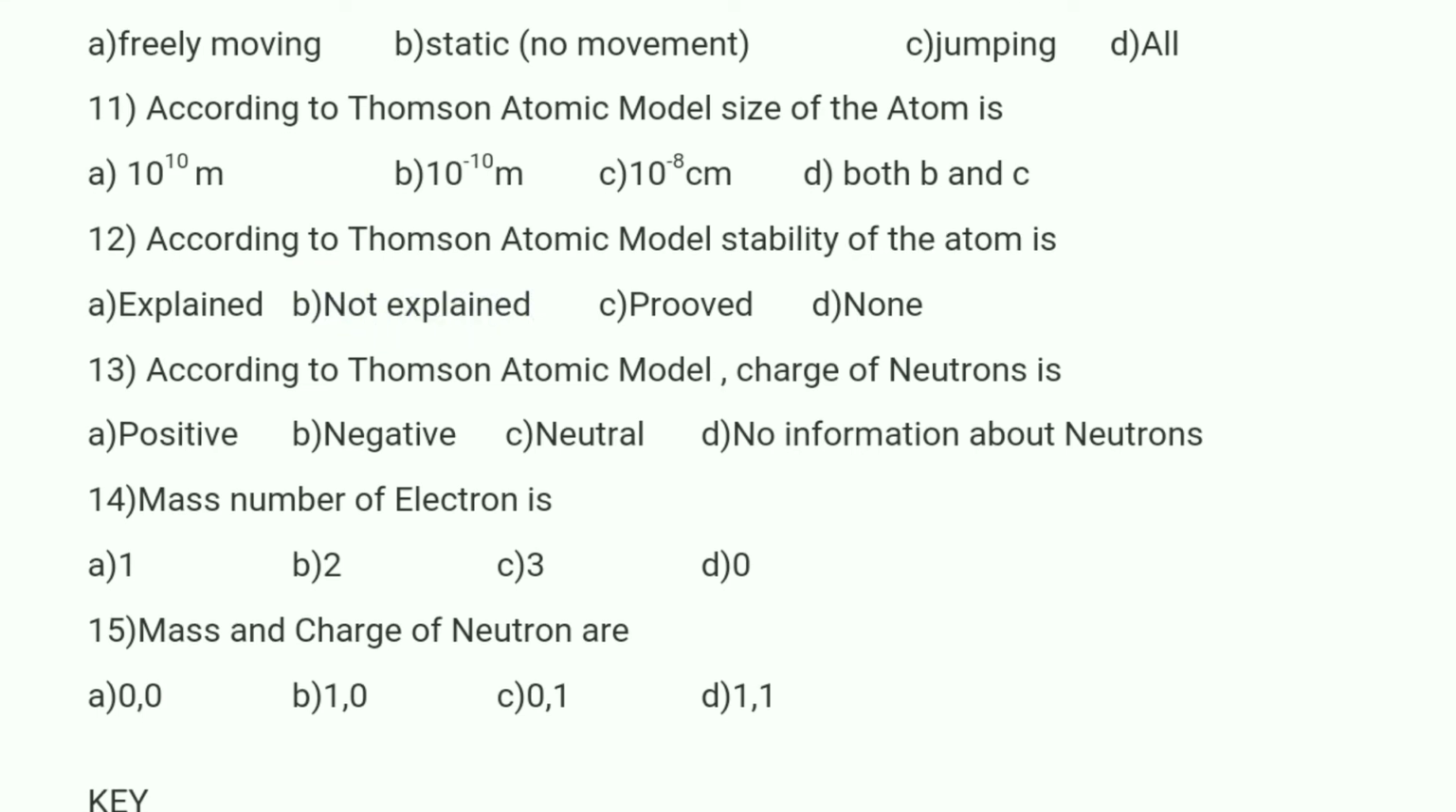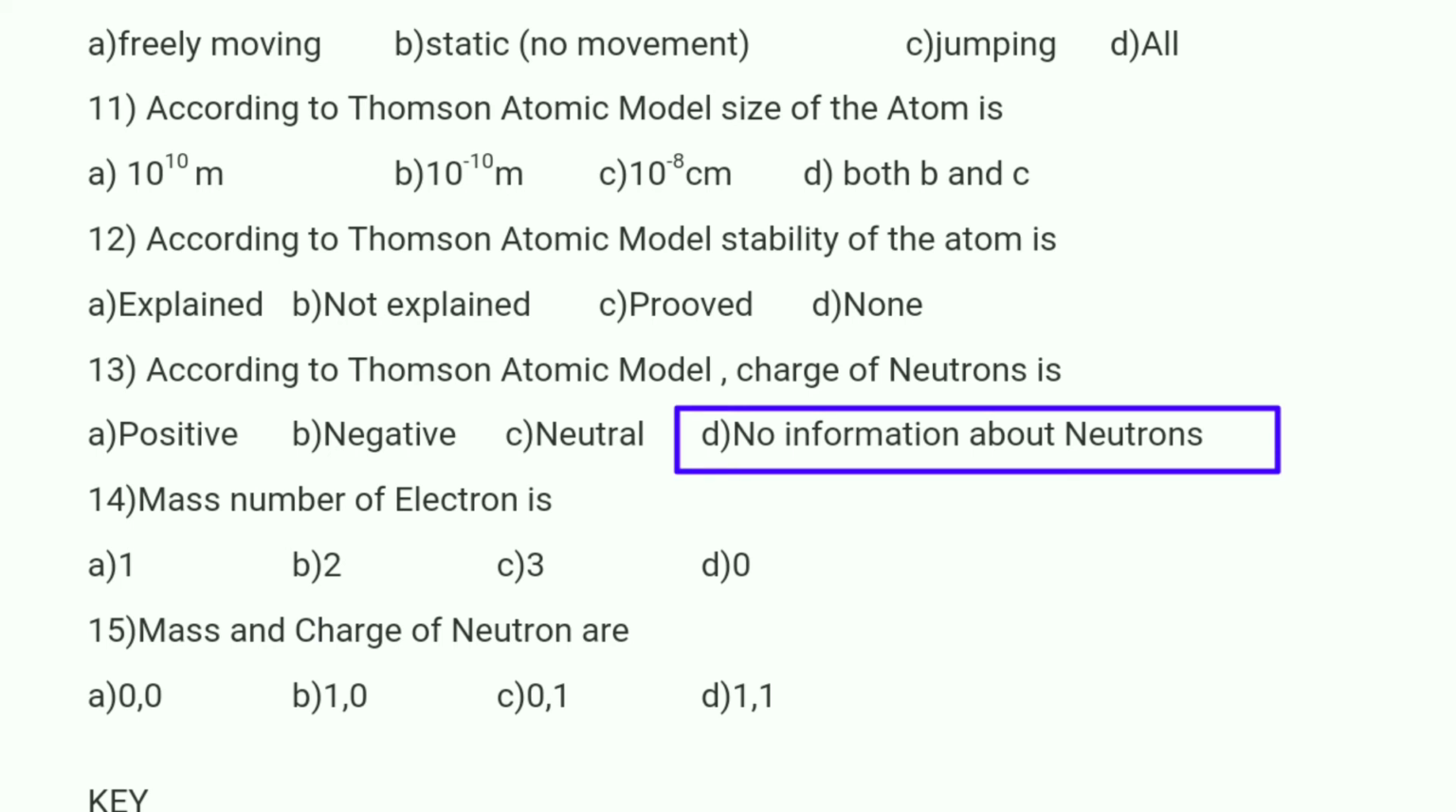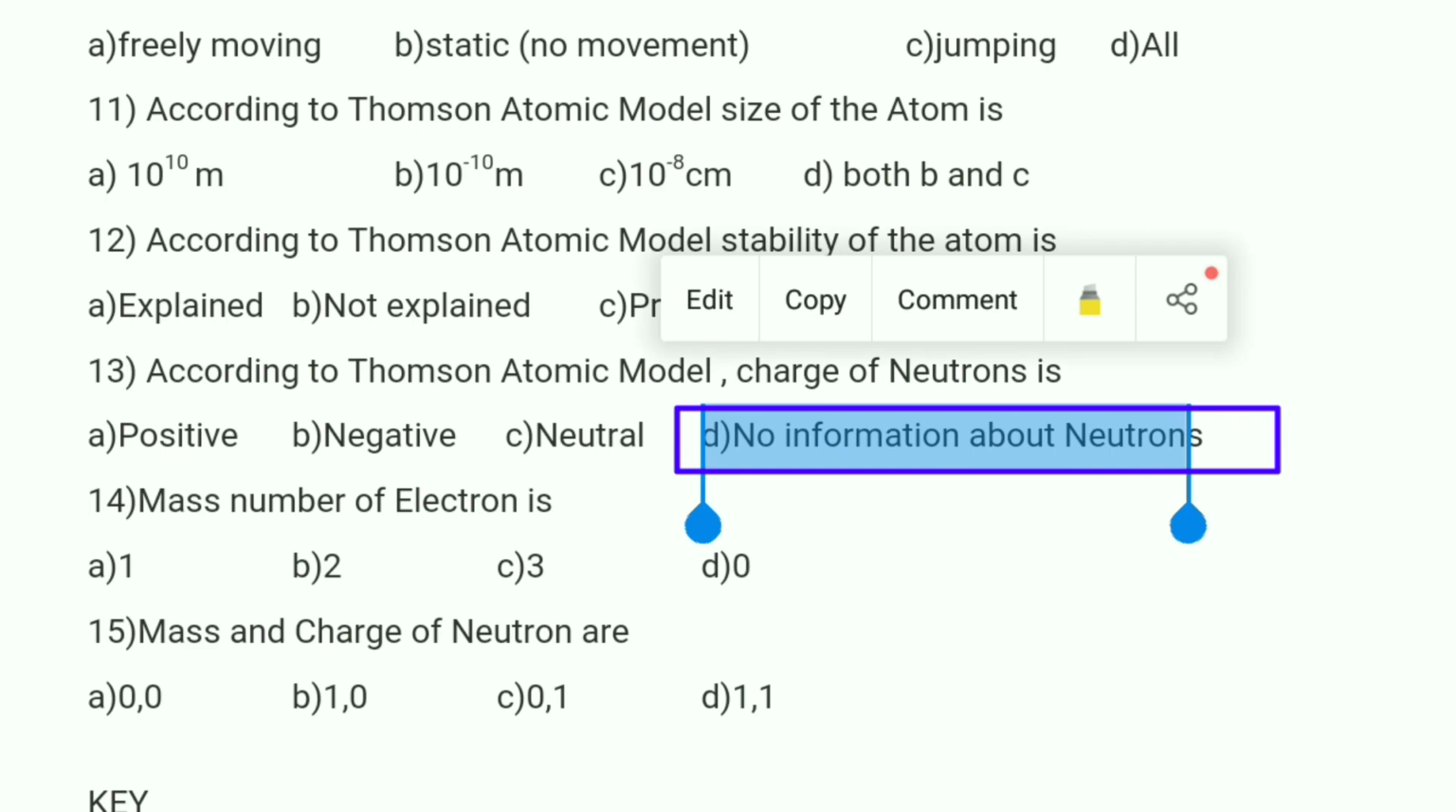And if you observe the 13th one, according to Thomson atomic model, charge of neutron is. There is no proposal about neutron in the Thomson atomic model. There is no information about neutrons in the Thomson atomic model. There is the information about only electrons and positive part. So according to Thomson atomic model, charge of neutron is no information about neutrons. Option D is correct.